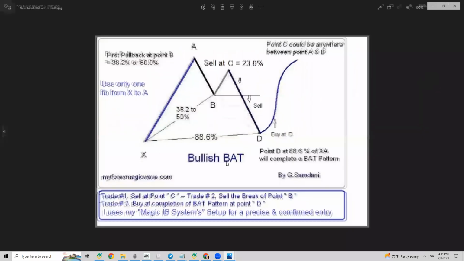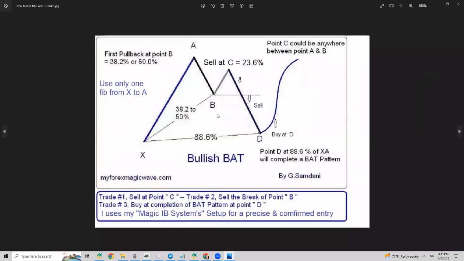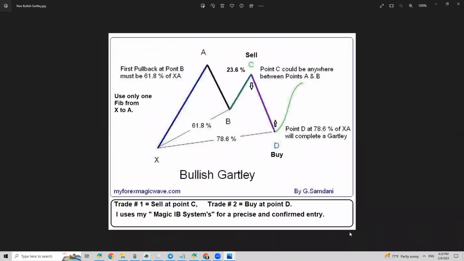This is the Bat pattern. It has a slightly different calculation. B is 50%, and D point is 88%. The Gartley pattern, on the other hand, has a little different calculation: 61% B point and 78% D point. C stays the same, the 23% line. Commonly it's a little bit up and down, but it's okay.